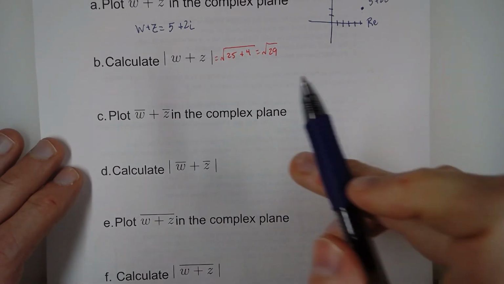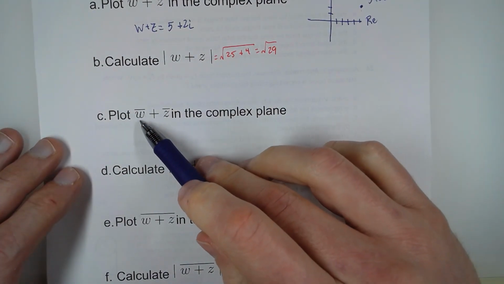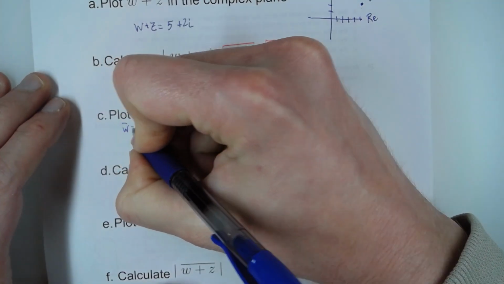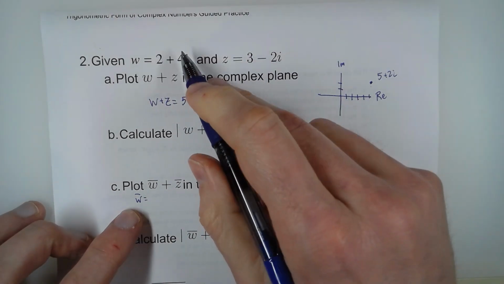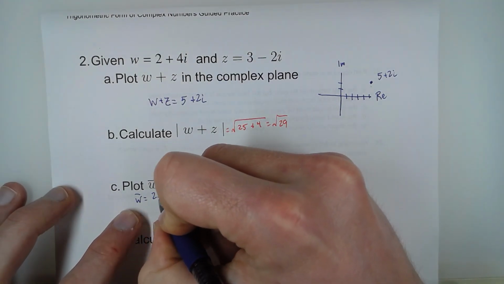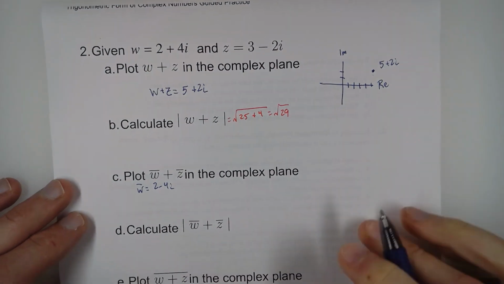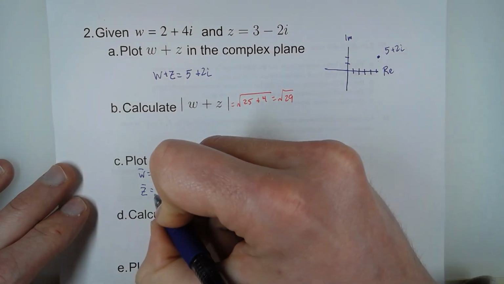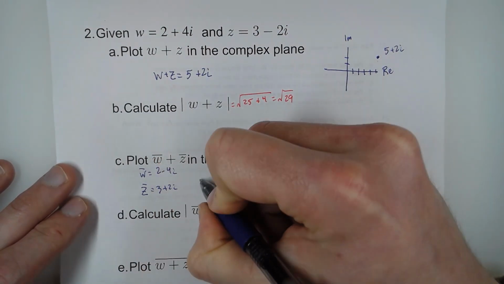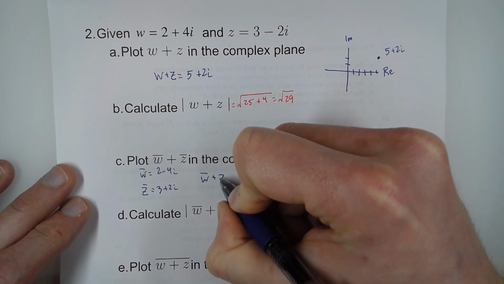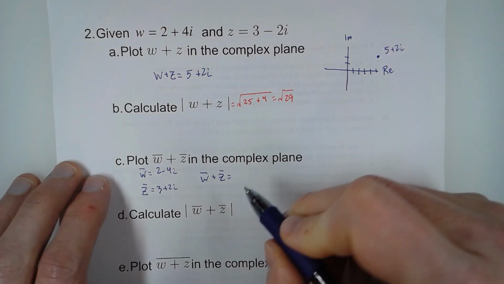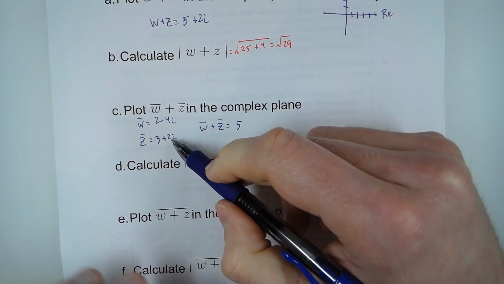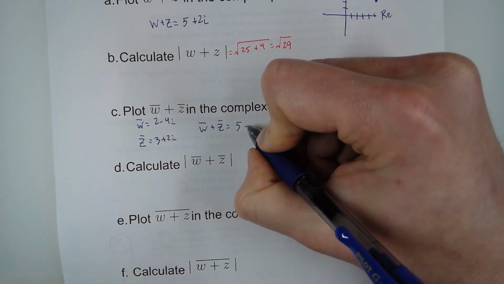Now letter C, we want to plot the conjugate of w plus the conjugate of z. So first we have to figure out what is the conjugate of w. So go up here and we take 2 minus 4i. Only the imaginary part becomes opposite. The real part stays as is. The conjugate of z is 3 plus 2i. So now I'm going to add these two. So when I add these two, 2 and 3 make 5. Negative 4i and 2i is minus 2i.